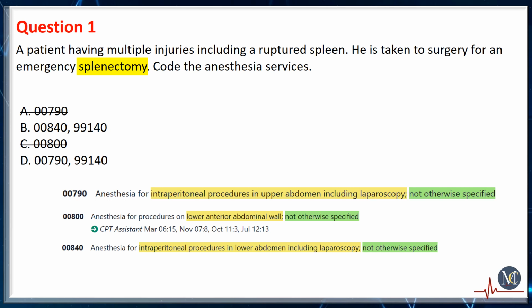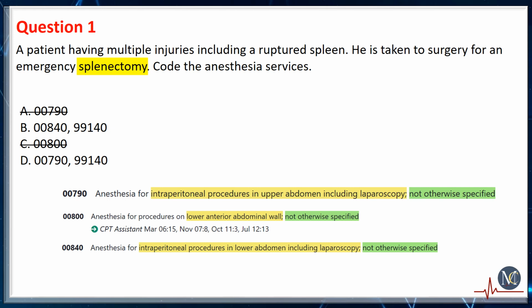After eliminating options A and C on the basis of the qualifying circumstance add-on code, our next step is to find the correct service code. The first code is 00790, anesthesia for intraperitoneal procedure in upper abdomen including laparoscopy, not otherwise specified. Our next code is 00800, anesthesia for procedure on lower anterior abdominal wall, not otherwise specified. Next code is 00840, anesthesia for intraperitoneal procedure in lower abdomen including laparoscopy, not otherwise specified.